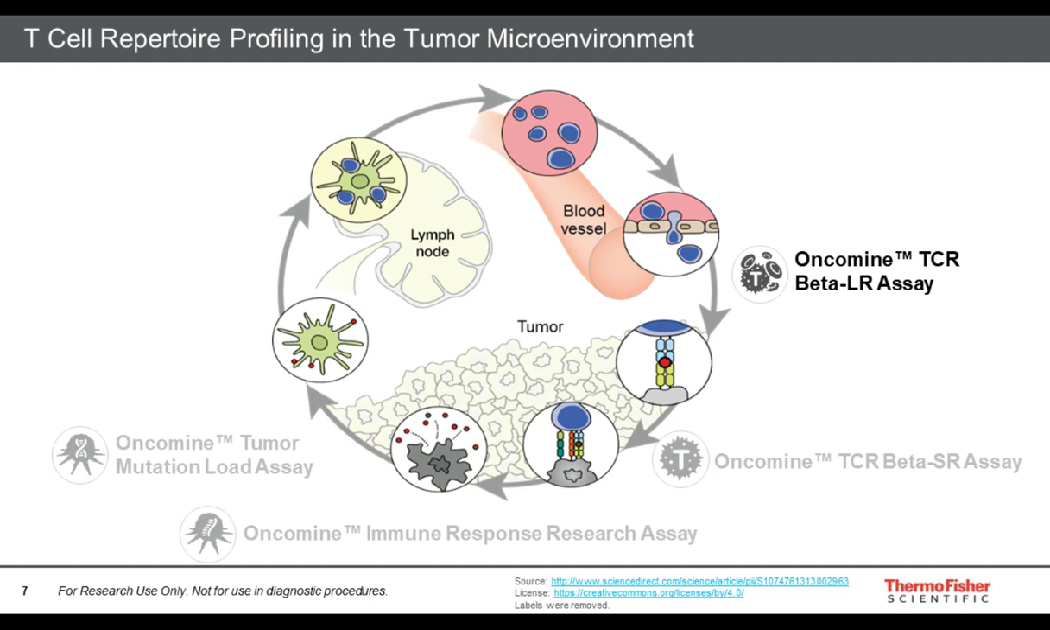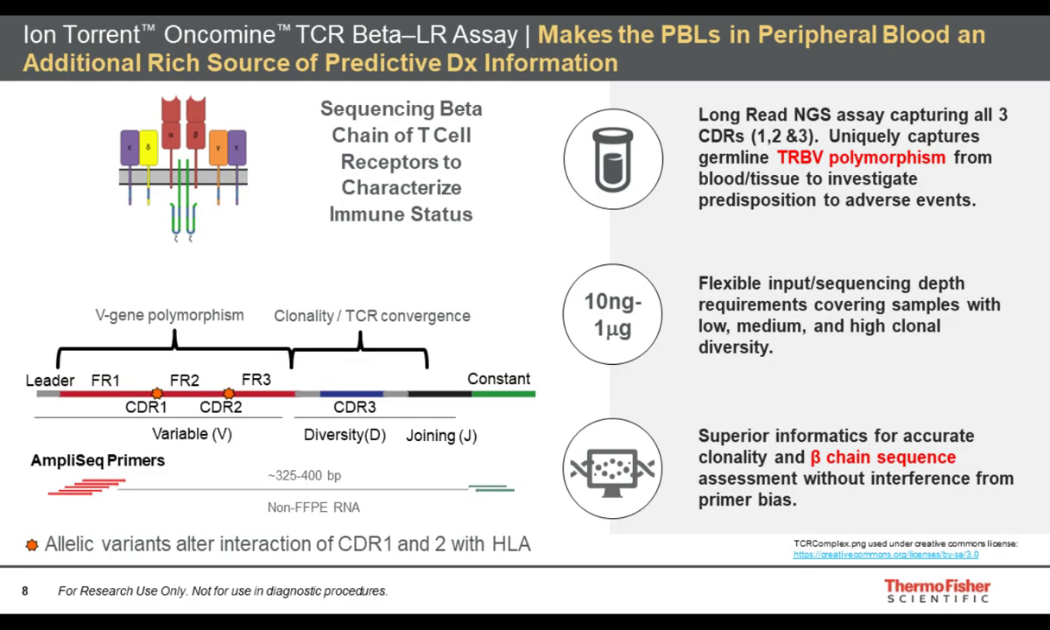So I'll move on now to discuss the first of the four immuno-oncology assays that I'll be talking about today, the Oncomine T-cell receptor beta long-read assay, or LR assay. So the TCR beta LR assay is a unique solution for profiling T-cell receptor beta immune repertoires. In humans, about 95% of the T cells carry alpha-beta receptors, and among these, the beta chain is the most informative. The remaining 5% of the T cell population has gamma-delta receptors, which aren't the subject of discussion here today.